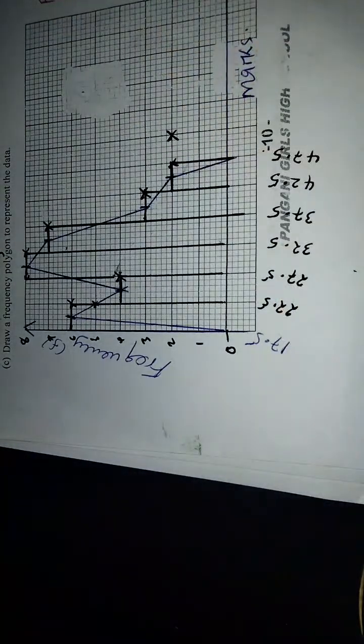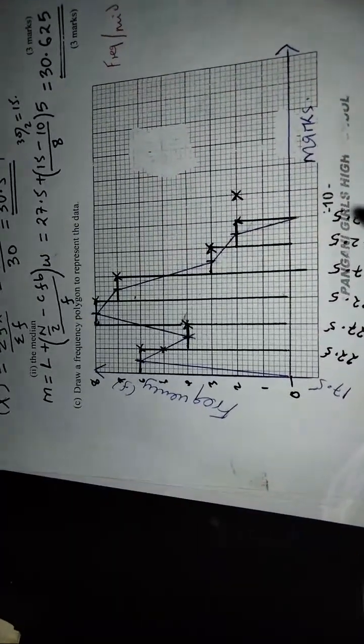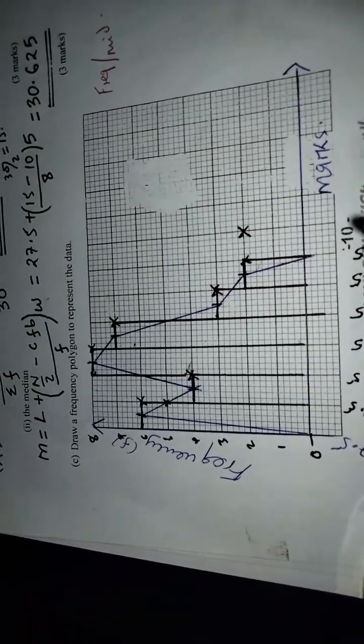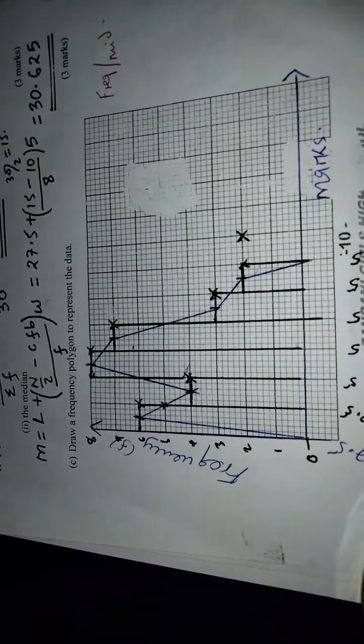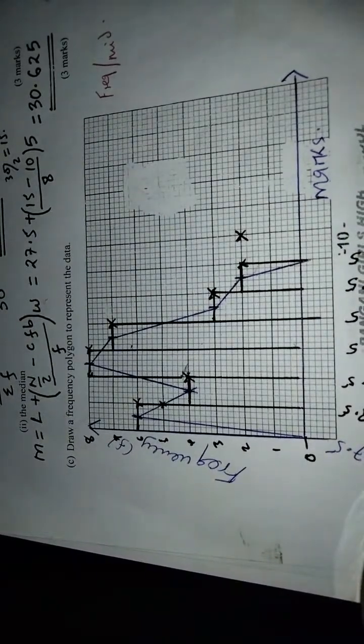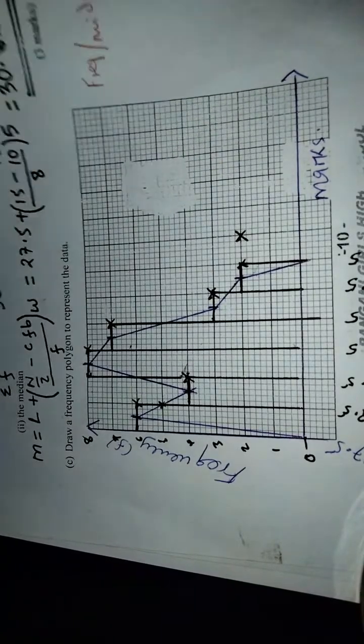So now whatever we are having here is what we call a frequency polygon, and it has been drawn on a histogram. Therefore, when you join all the midpoints of the bars making a histogram, you obtain a frequency polygon. I believe we are together.